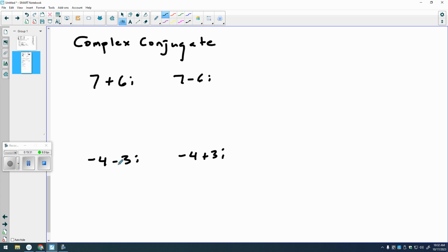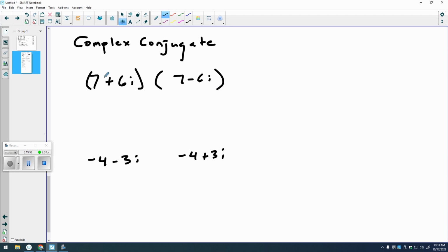Notice the only thing that changed is the imaginary part of the complex number. Real part stayed the same. Okay, why would we need a conjugate? What's so special about a conjugate? Let's multiply a number times its conjugate and see what happens.